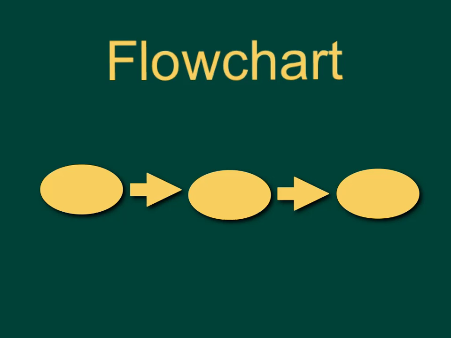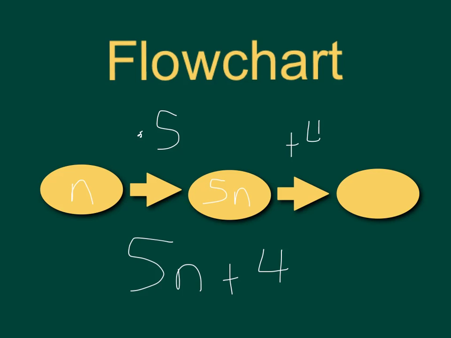We are going to talk about a useful tool when evaluating expressions called a flowchart. So if I had the expression 5n plus 4, the point in this flowchart is for us to visualize our order of operations. So to start off with, we have the number n. Now we are going to say multiply it by 5. That's how we get 5n. Then we are going to add 4, which is how we get 5n plus 4.